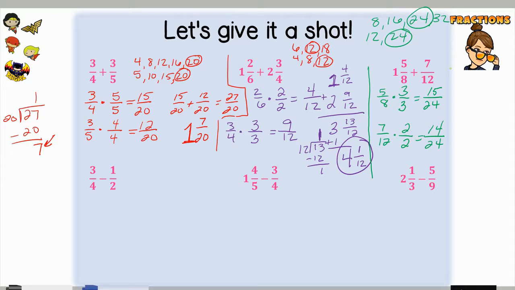So now I have 1 and 15/24 plus, and then I just have 14/24. I don't have a whole number here, so I can put a 0 if I want to, but I don't have to. I get 19/24 and 1. This is not improper, so I can leave my answer as is.